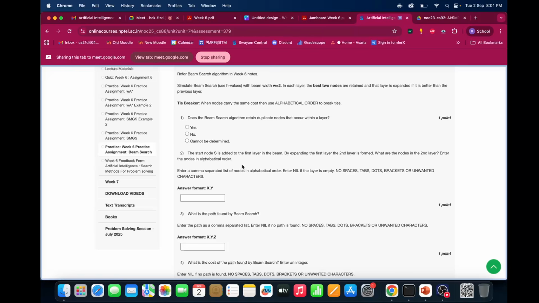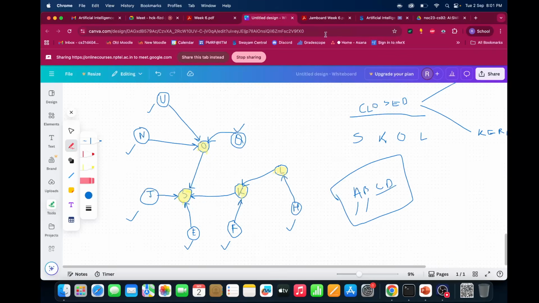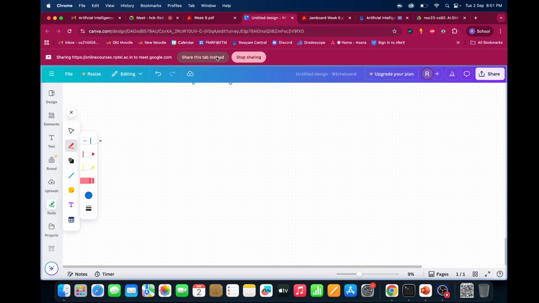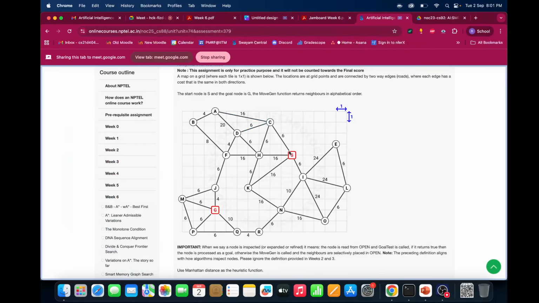But how come the cost is coming out to be nil? If we just select the right answer, the cost was coming out to be nil. So let's solve it. We start from the start node. Can you tell me what was the heuristic value associated with S?